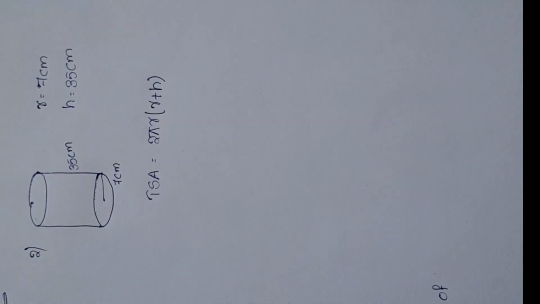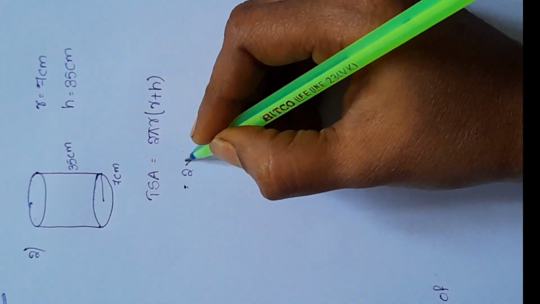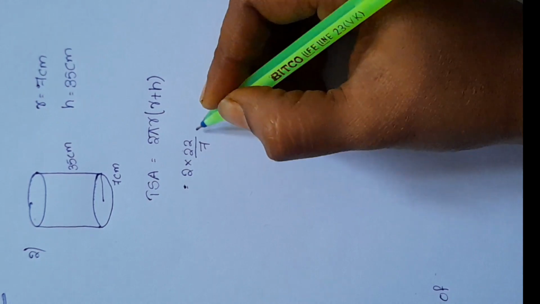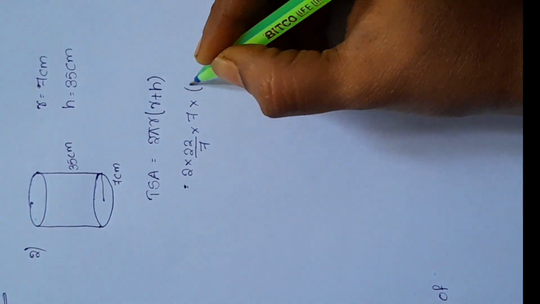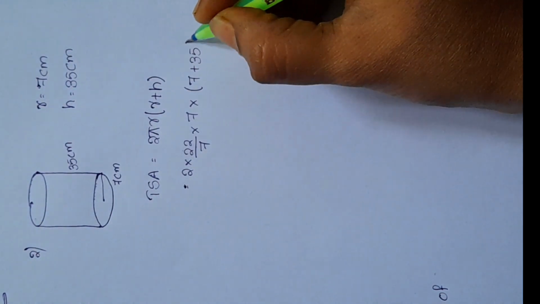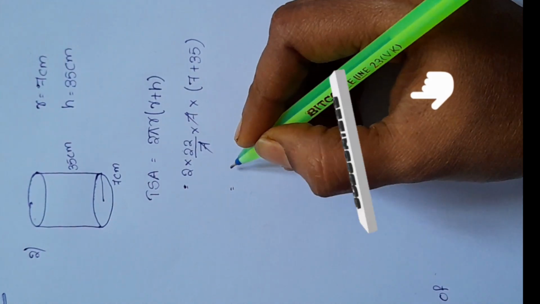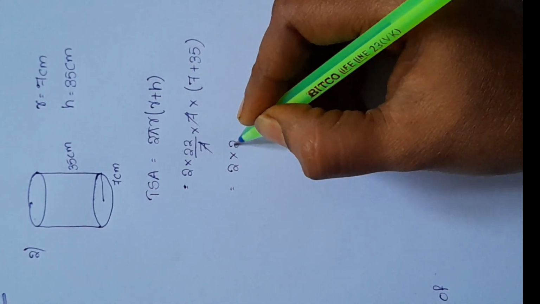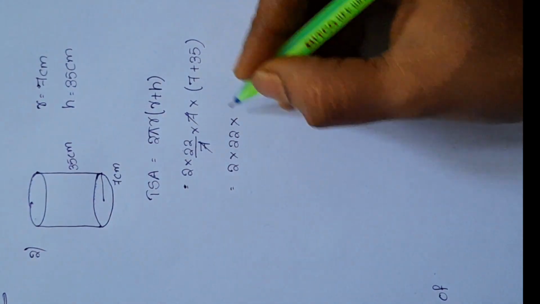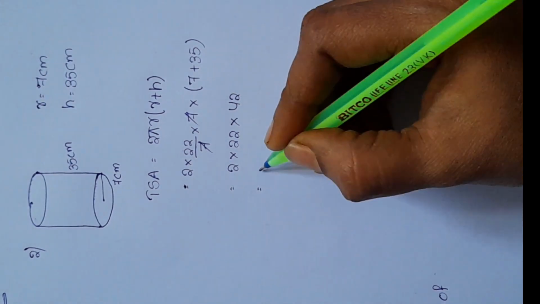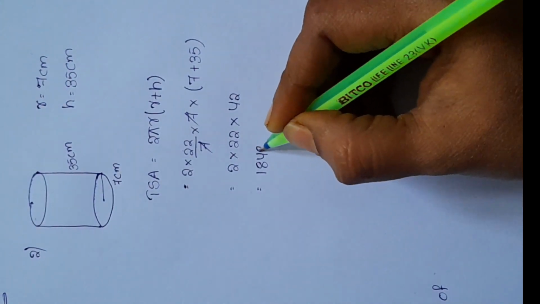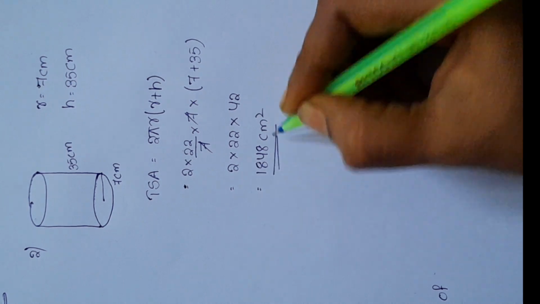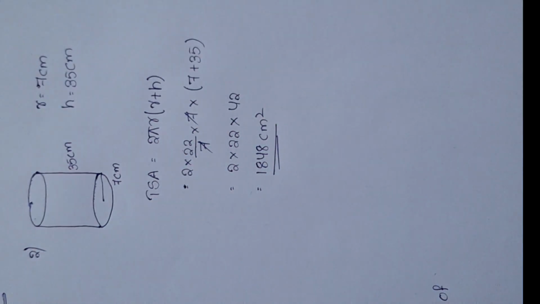Now substituting the values, 2 into pi value 22 by 7, r value is 7, into 7 plus 35. Cancelling 7 here, we get 2 into 22 into 35 plus 7, which is 42. On multiplication we get 1848 centimeters square. This is the total surface area of the paper sheet required.